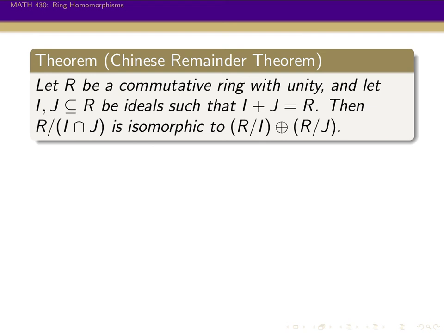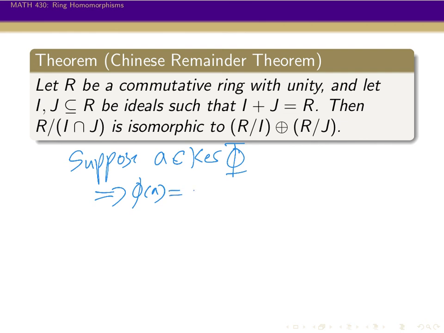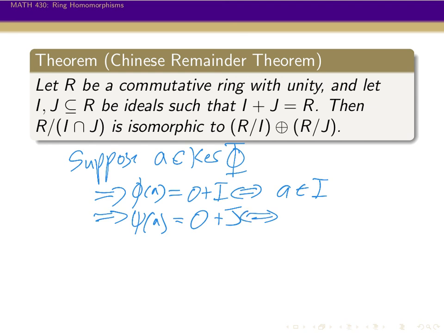Okay, so let's suppose a is inside the kernel of big phi. Well, this means that little phi of a is equal to 0 plus I, which happens if and only if a is in I, and similarly psi of a would have to be 0 plus J, and this happens if and only if a is in J. And so we have that a is inside the intersection.